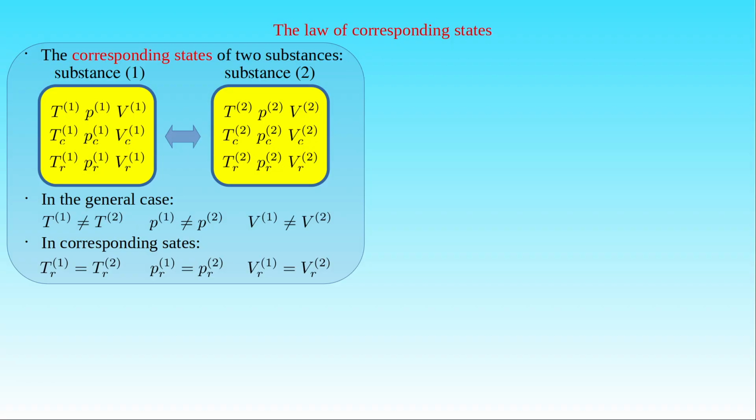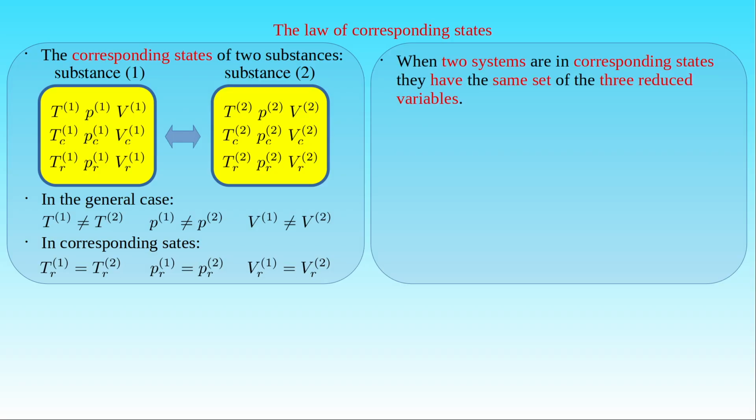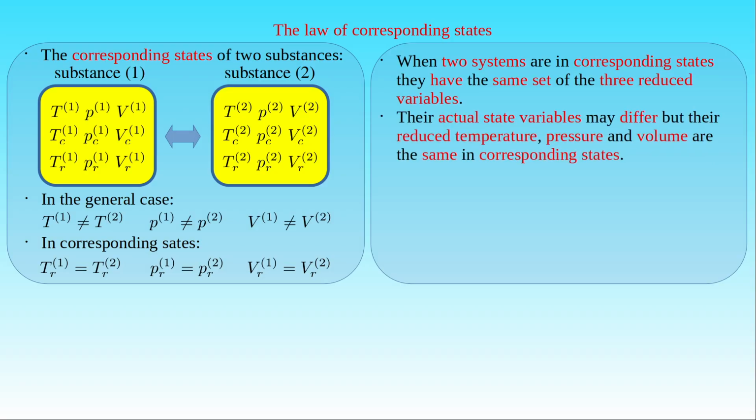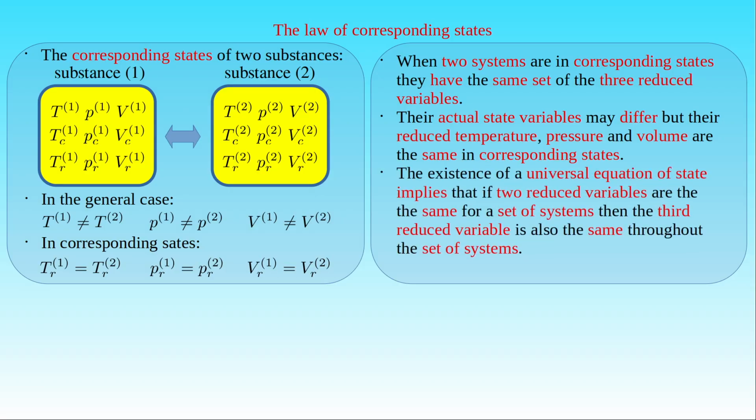In general, when two systems, either gases or fluids, are in corresponding states, they have the same set of the three reduced variables. Although their actual state variables may differ as seen in the example, the two substances are said to be in corresponding states if their reduced temperature, pressure, and volume are the same. In fact, the existence of a universal equation of state implies that if two reduced variables are the same for a set of systems, then the third reduced variable is also the same throughout the set of systems. That is, they are in corresponding states with a pair of equal reduced variables from the complete triplet of variables.